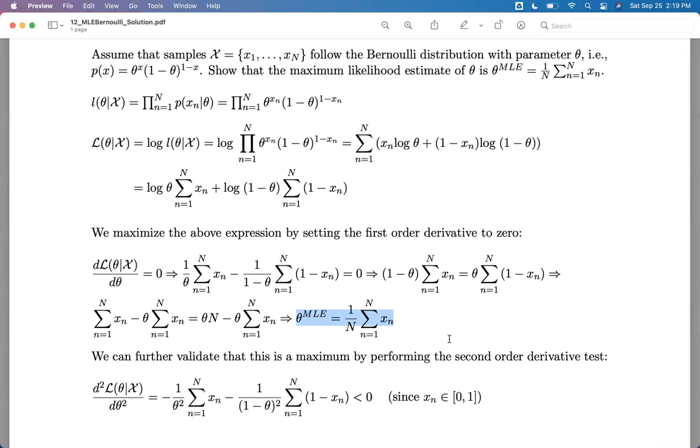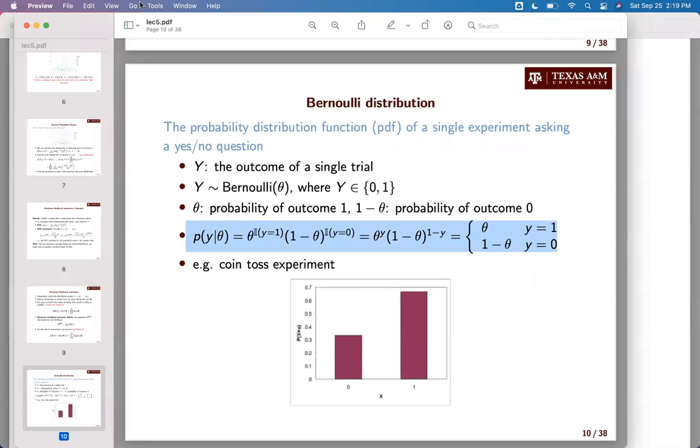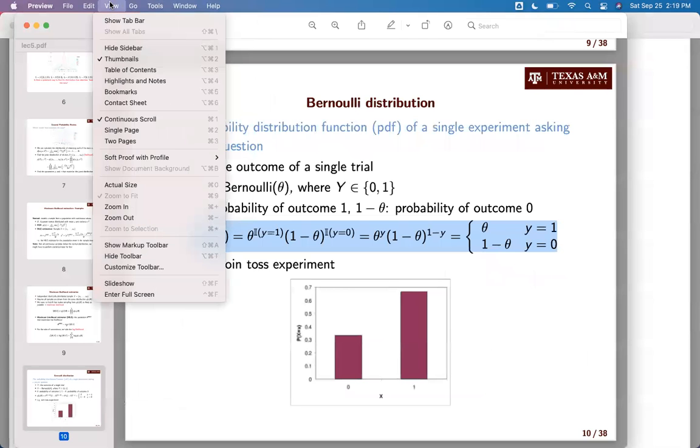And by performing the second order derivative test, we can actually observe that this is a maximum. This estimate corresponds to a maximum. Now let's go a little bit back to our slides.